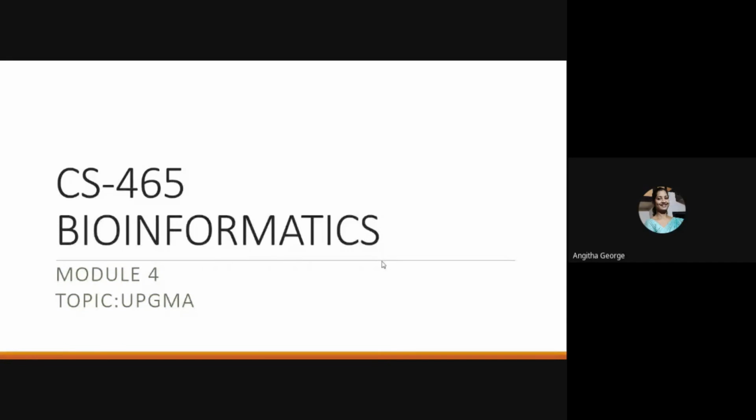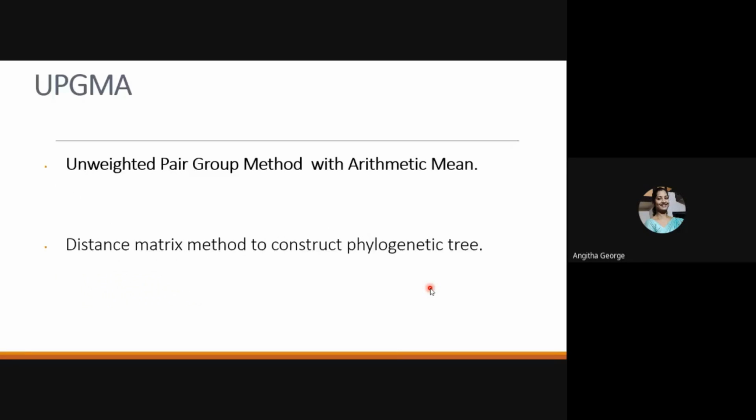Dear students, today's topic is UPGMA, which comes under Module 4 for the course CS465 Bioinformatics. What do you mean by UPGMA? UPGMA is an abbreviation for Unweighted Pair Group Method with Arithmetic Mean. It's a method that is used to construct phylogenetic trees.